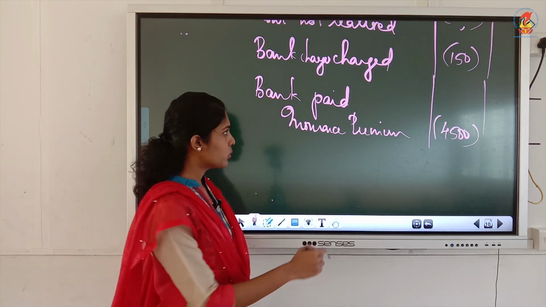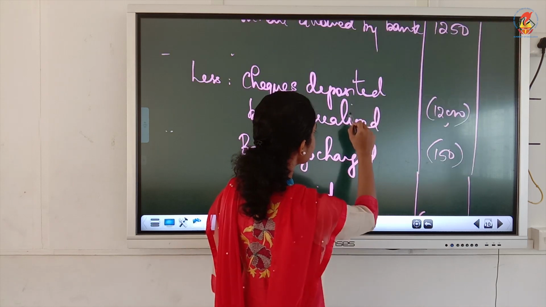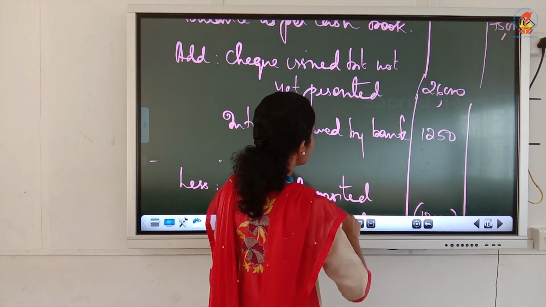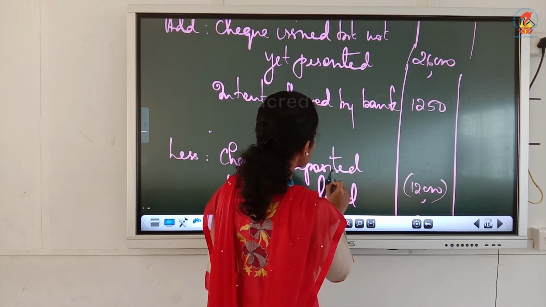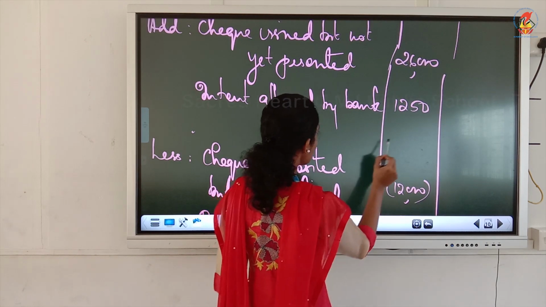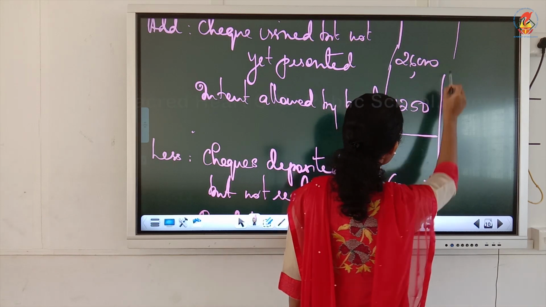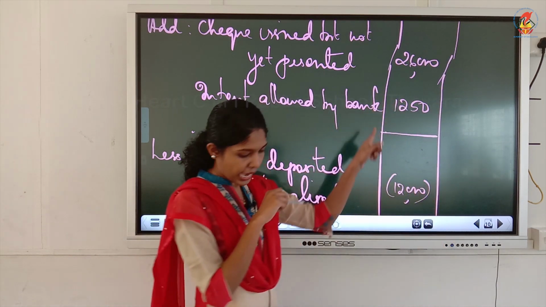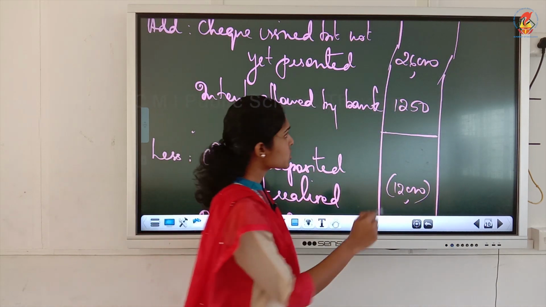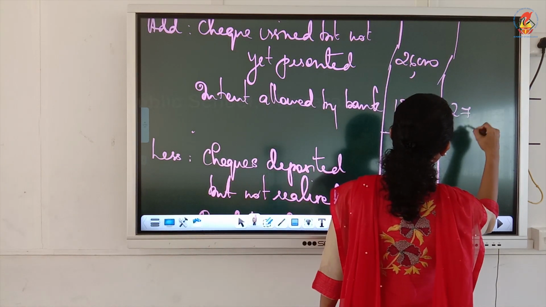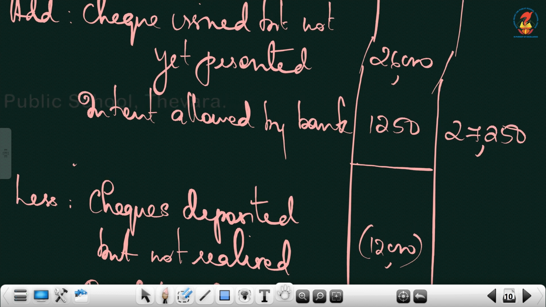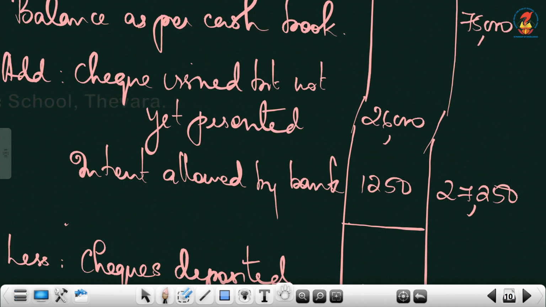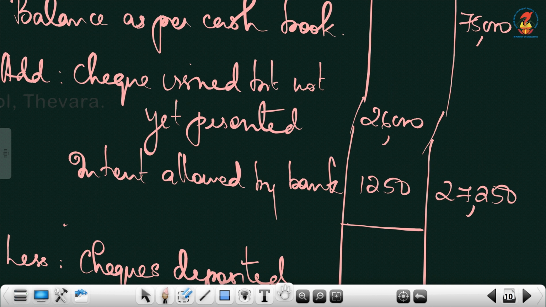Now what you have to do is add the add items and less items also, and write in the outer column. Here you just drew a small line in the inner column. Just add these two. So you will be getting 27,250 as the total of these two. Then later you will have to add all these together. In the outer column what we have is 75 plus 27,250.